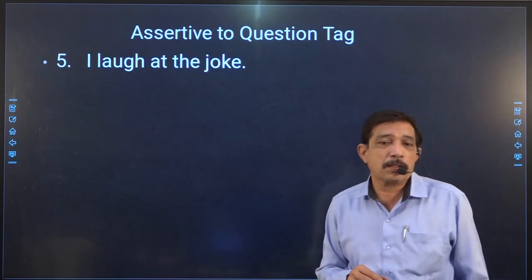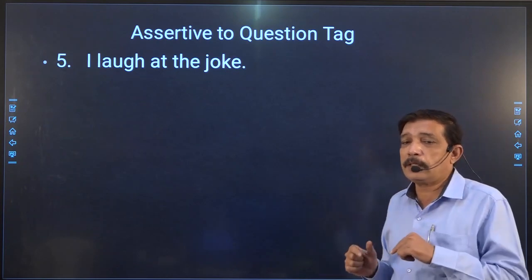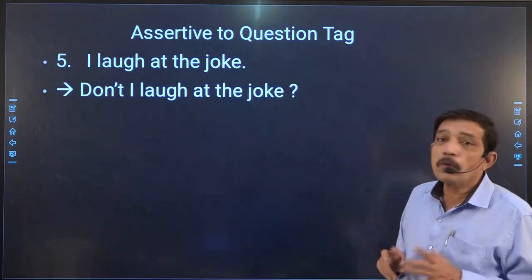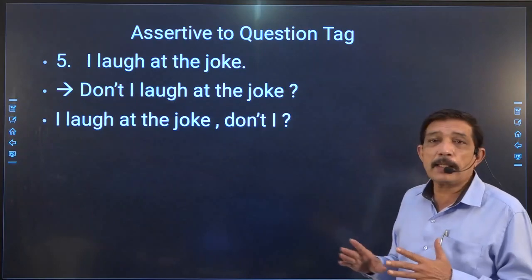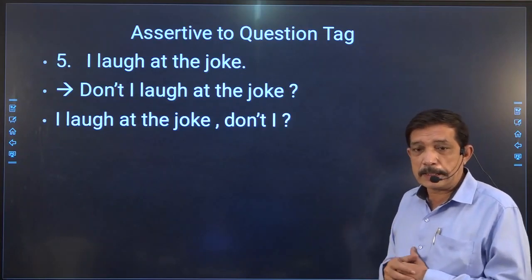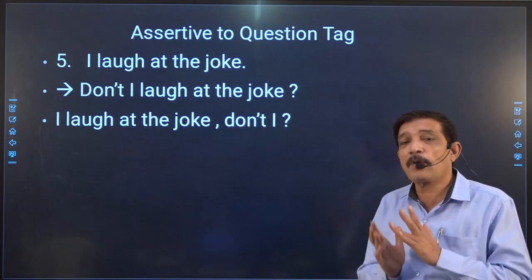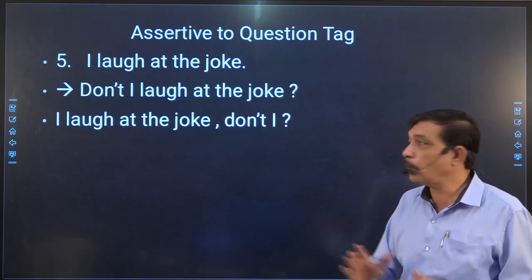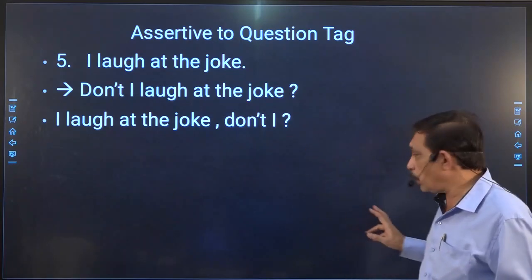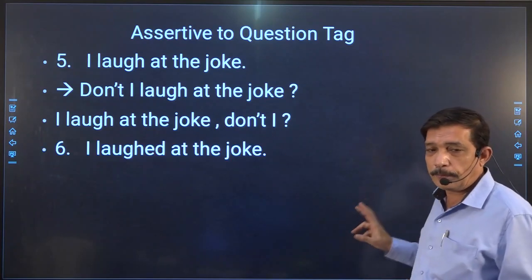I laugh at the joke, right? No helping verb is provided. Yes, I do laugh at the joke. So do not I, don't I. The same thing will be added at the end of the sentence. I keep the sentence as it is, followed by comma, followed by the do form, negation. I combine that, don't I, and then put a question mark. So don't I is the question tag that I have added.